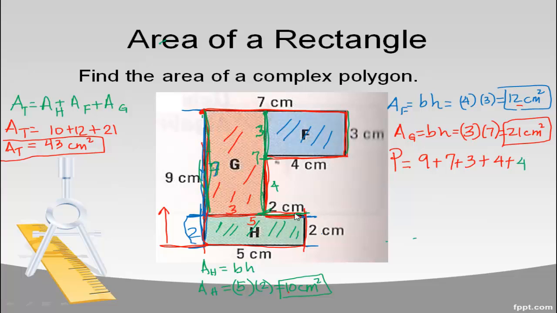And now I walk this way and I walk 2. And then I walk down this way and I walk 2 again. And then I come around this corner and walk over 5. And I'm back to where I started. So the perimeter is adding all of those sides. Some sides you have to stop and find what they measure with the information that you are given. So let's add these up. 9 plus 7 is 16, plus 3 is 19, plus 4 is 23, plus 4 is 27, plus 2, 29, 31, 36 centimeters. That's your perimeter.